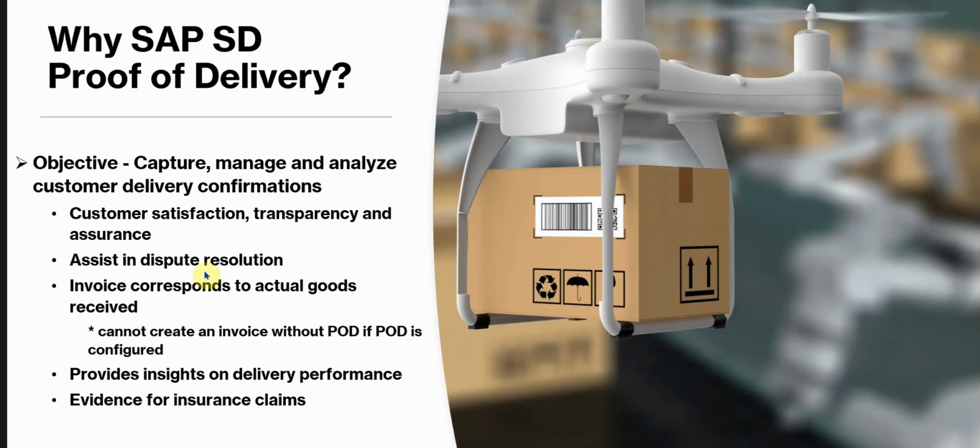Your invoice is very important. Your invoice corresponds to the actual goods received. So you've done your goods issue in SAP. You receive the POD back from the customer where the customer indicated exactly what quantity was received. And then you create your invoice based on that actual received quantity. Very important, you cannot create an invoice in SAP without the POD step, if POD is set up and configured for that item category. So that's very important. It becomes a mandatory step, it's not optional.